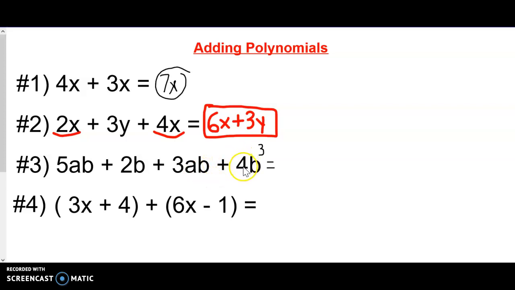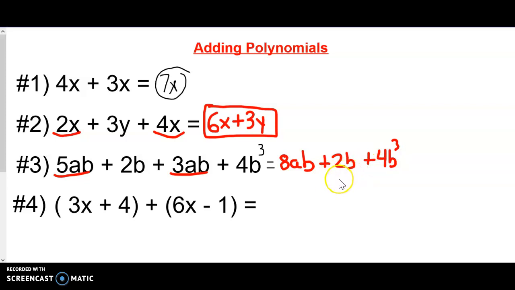In the third example, I'm adding polynomial terms, and out of those terms, only two are like those two. So 5 plus 3 would be 8 of that. You don't change variables, and I bring everything else to my answer. Now, in this specific answer, I got a trinomial as an answer.